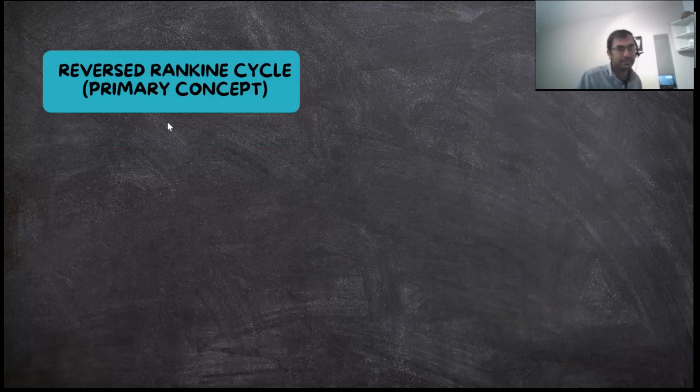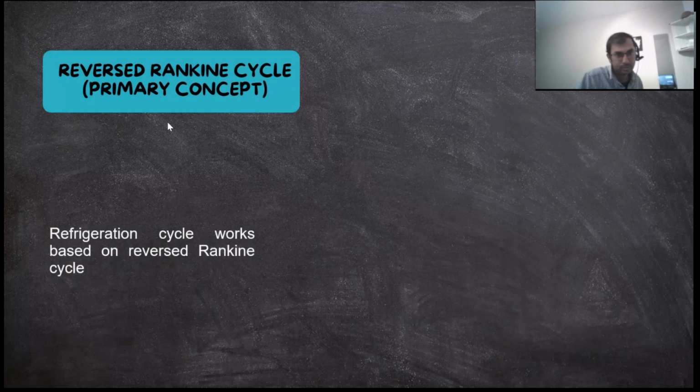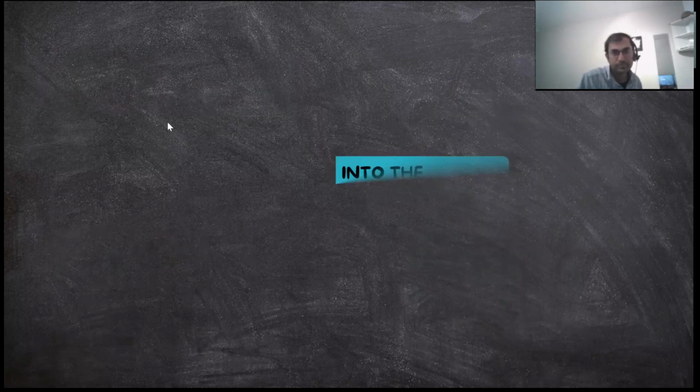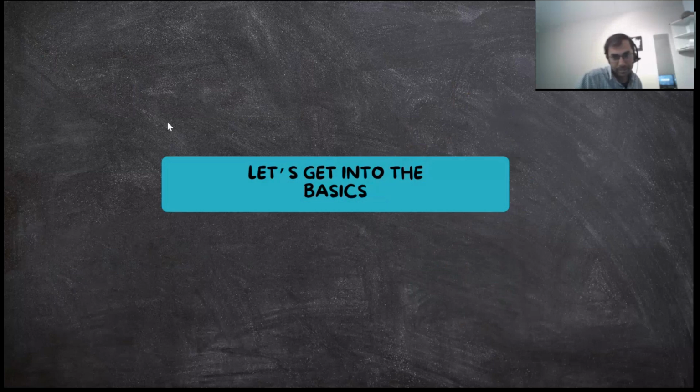The refrigeration cycle is basically a reversed Rankine cycle. So the refrigeration cycle works based on the reverse Rankine cycle. You see the basic cycle. This is the compressor where we need to put in work. Here compression happens. In our Rankine cycle, it was vice versa. And this is the expansion. So let's get into the basics.